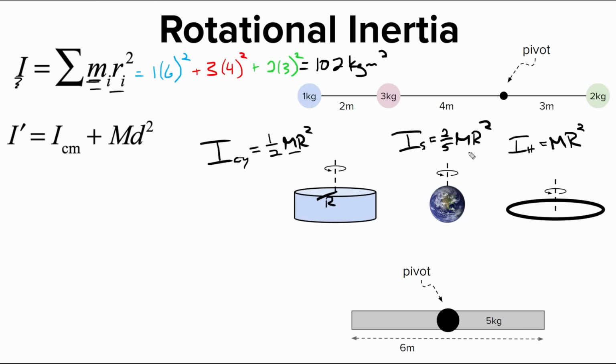So equal masses, all things being equal, equal masses equal radii, the hoop would have the biggest rotational inertia, the cylinder would have the next biggest, and the sphere would have the least.